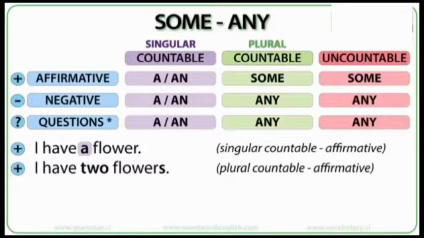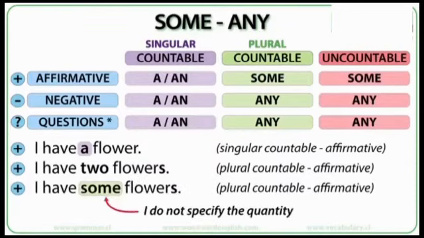Since flower is a countable noun, we can use a number before it. I have two flowers. But if we don't know the exact number, we can say I have some flowers. I don't specify the quantity, or maybe I don't know the exact quantity, so I use the word some. I have some flowers. Some is used because flowers is a plural countable noun, and this is an affirmative sentence.